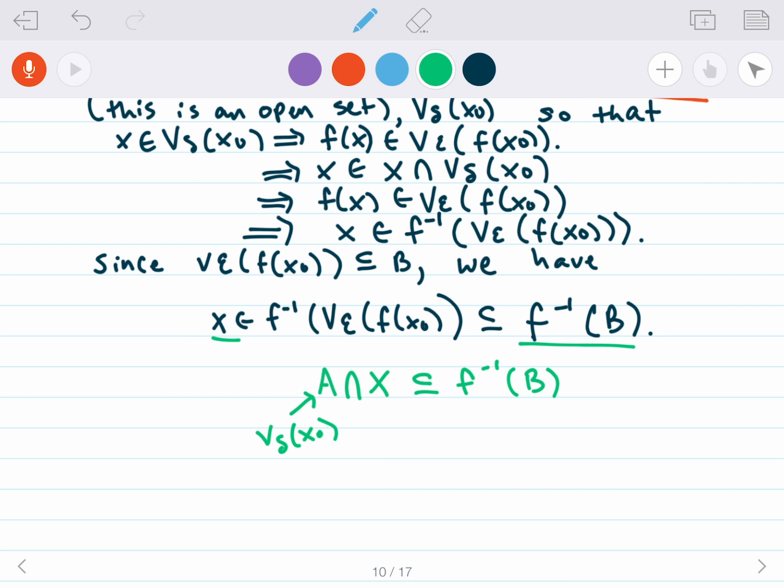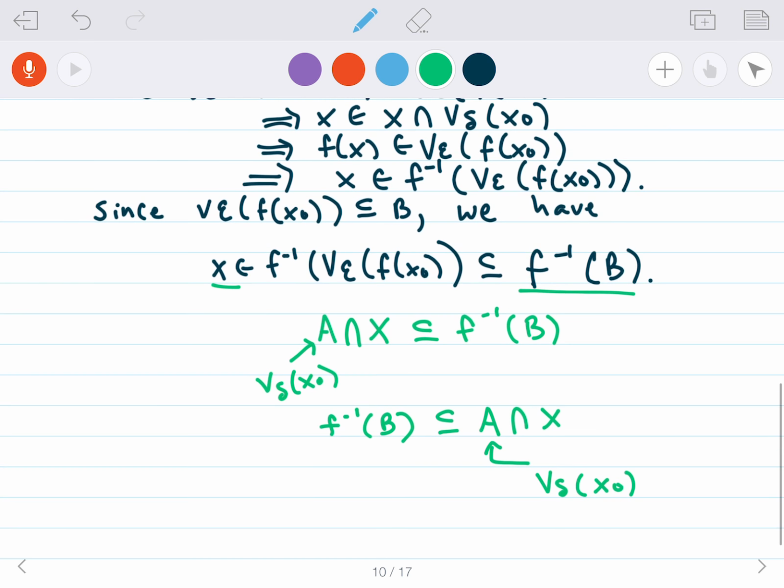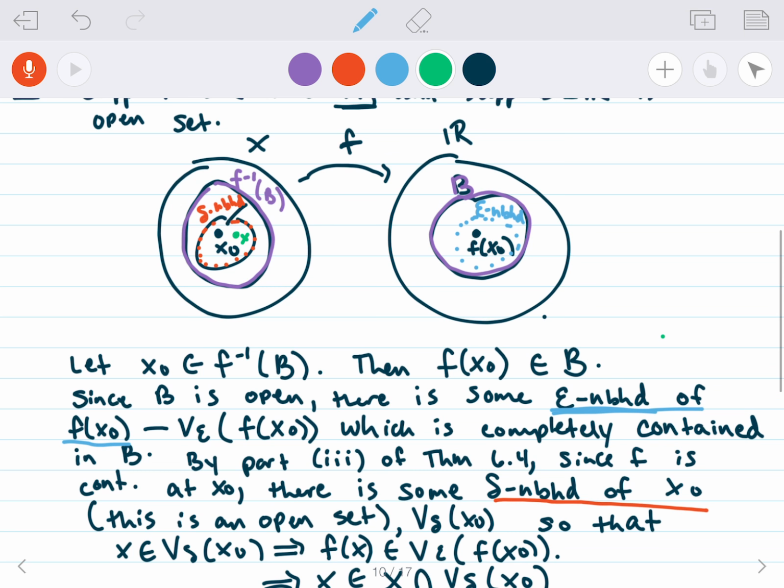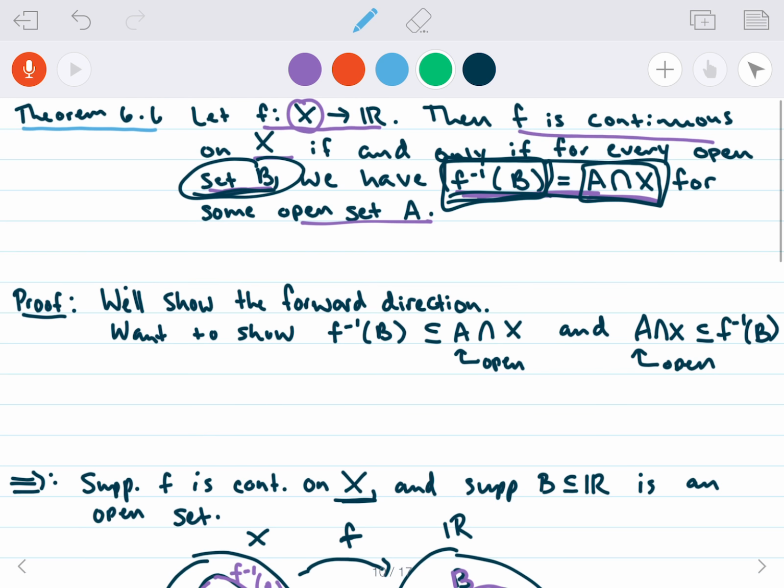All right, so we have this direction, and by construction, we have that the pre-image is contained in this guy. Okay, and so that direction is shown. The other direction is in the book, but it's definitely not as, I guess, tricky as the forward direction. So anyway, that's the forward direction for this theorem 6.6.